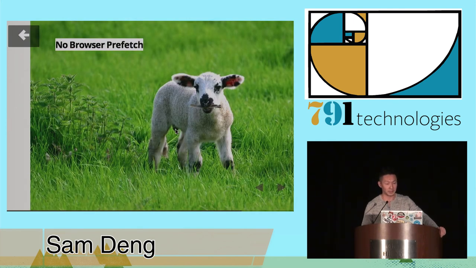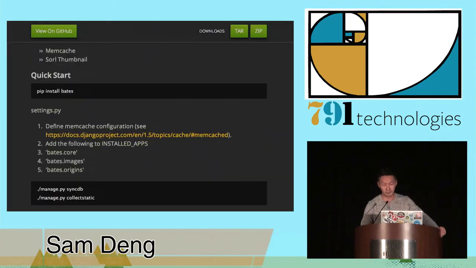The trade-off is now you've gotten rid of browser prefetch. That optimization in your browser, where it inspects source attributes and gets the images beforehand, we don't have that anymore, unfortunately. Roadmap, better documentation. We're working on it.